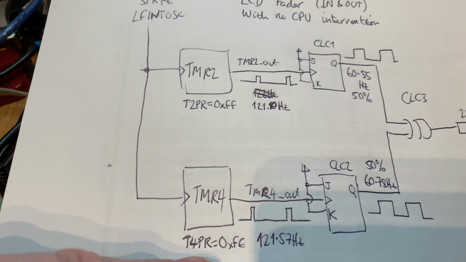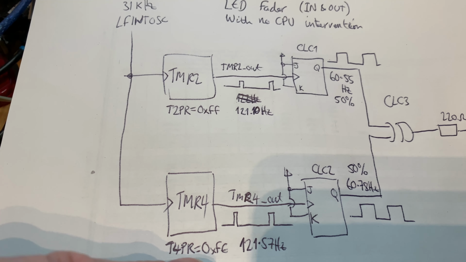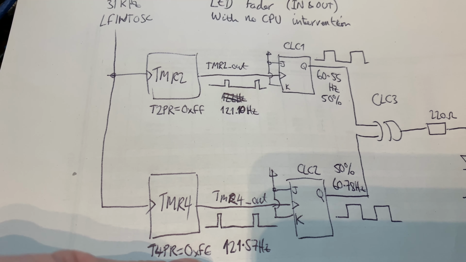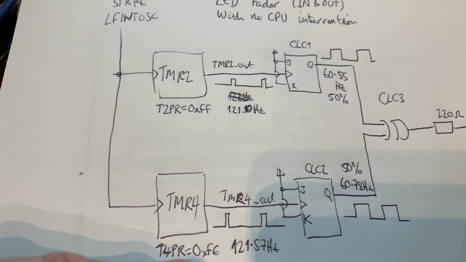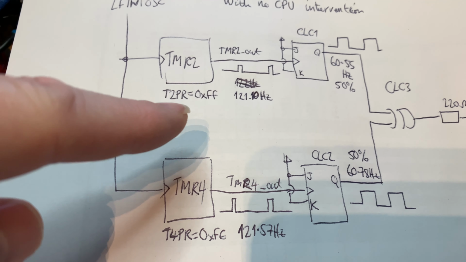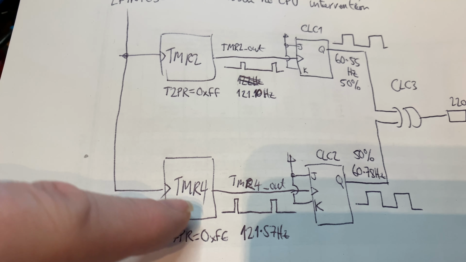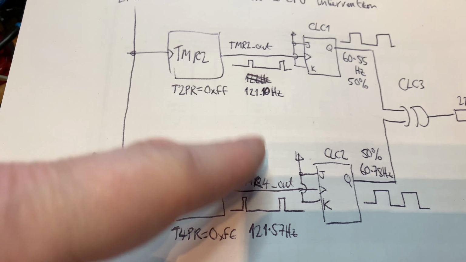I've set it to finish at 255 by setting it to 0xFE, which is 254, so it actually goes from 0 to 254, so that's a divide by 255. So you've got a divide by 256 here, and divide by 255 here, which gives you the 121.57 hertz. So that's great.